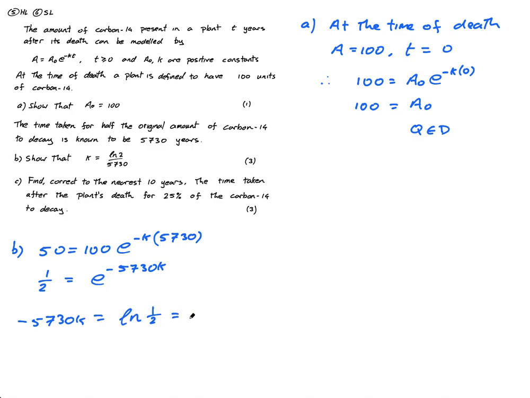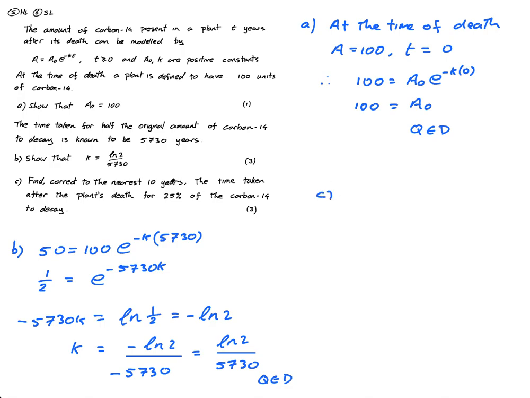ln of a half is just negative ln of 2. Therefore, k is equal to, I can leave the negative if we want, negative ln of 2 divided by negative 5730, which is equal to ln of 2 over 5730, which is what they wanted me to show. So again, QED. Finally, part C.